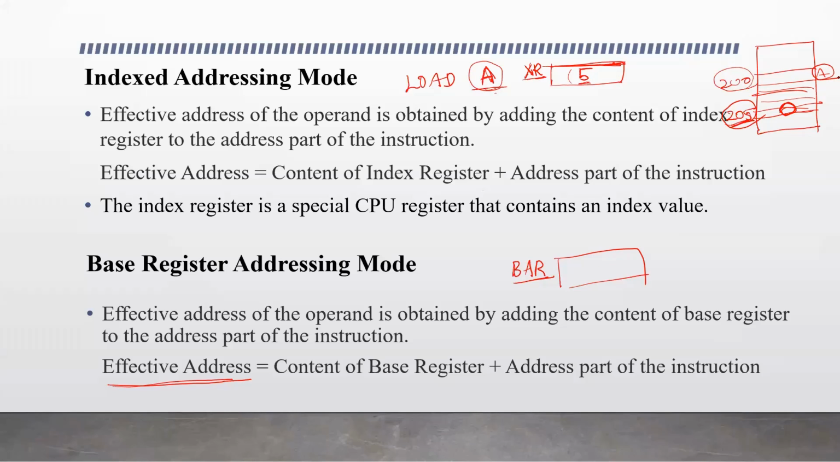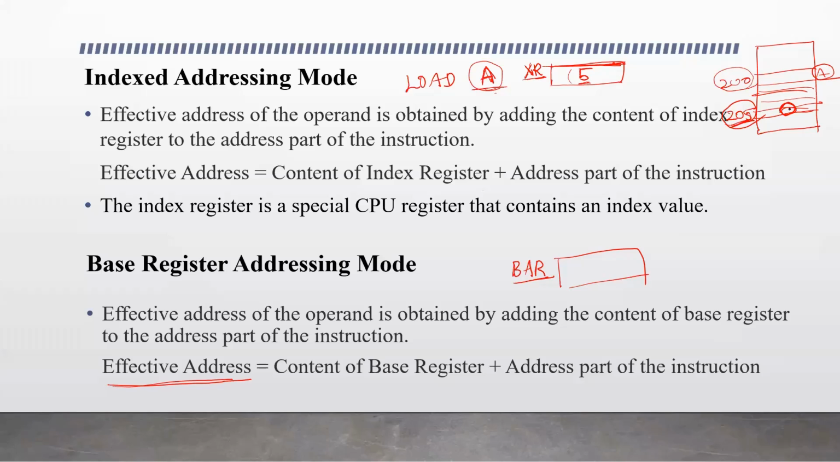The index register will have the index value. In the instruction, we will have only the initial address where the array is starting. To locate some other data, we add the address given in the instruction to the content of the index register. So we can locate the particular data in the array in memory.